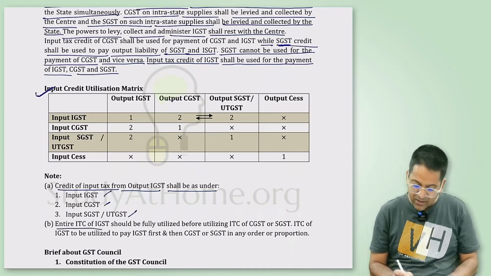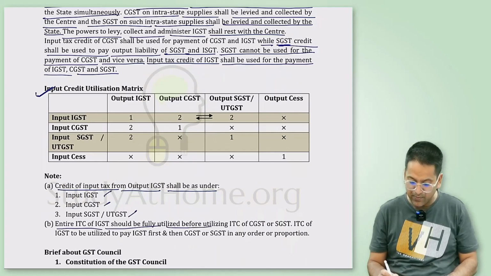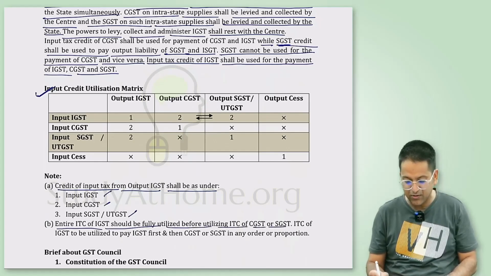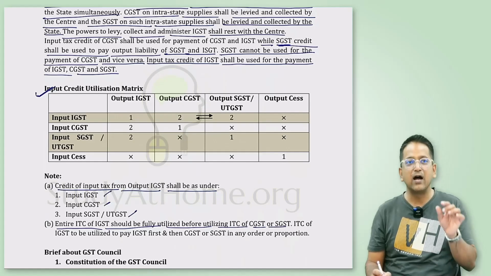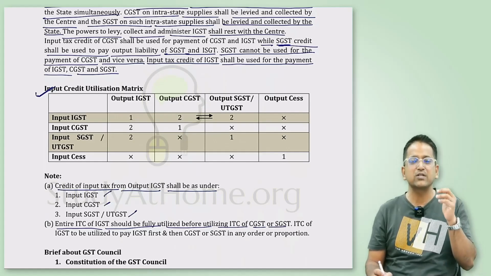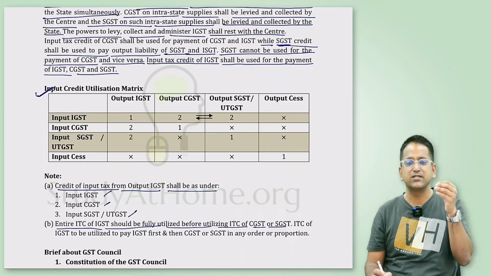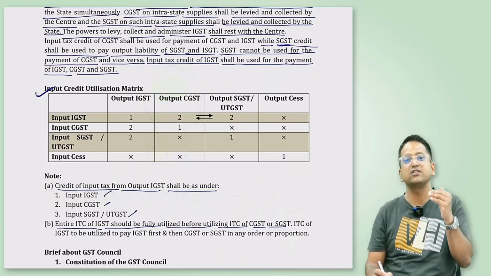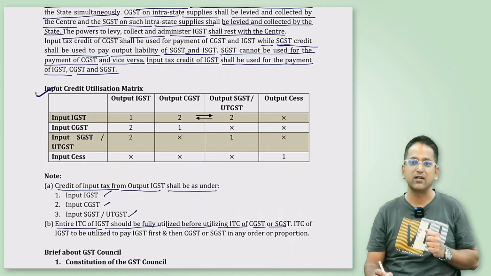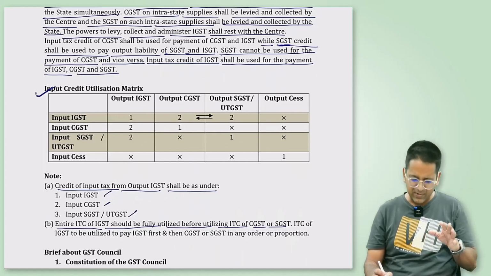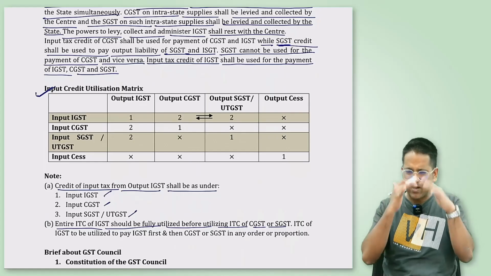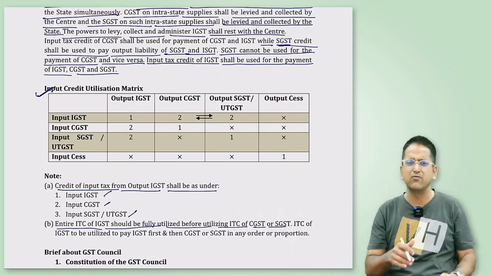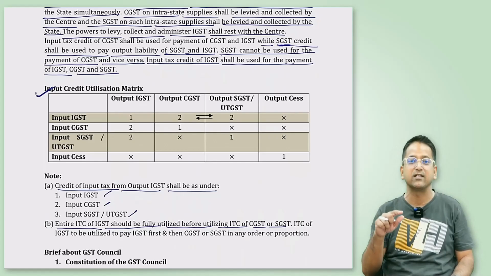The entire ITC of IGST should be fully utilized before utilizing the ITC of CGST or SGST. If in input tax you have all the three forms, that is IGST, CGST and SGST, the ITC of IGST should be fully utilized first, only then will you utilize CGST or SGST. I know you have been told so much that it probably isn't settling in your mind. Don't worry, it will settle when you do practical examples.